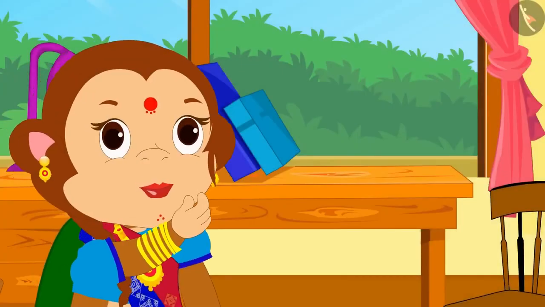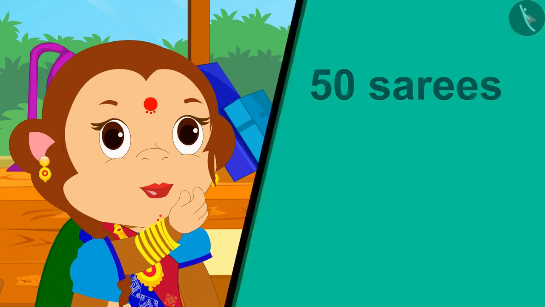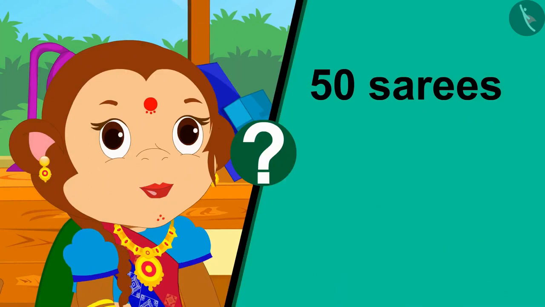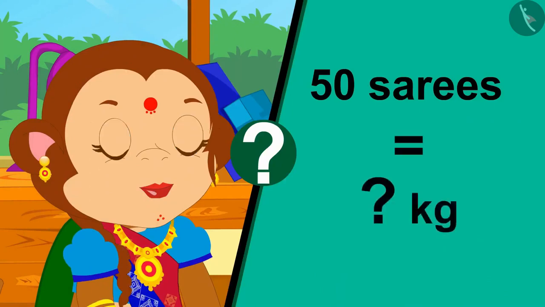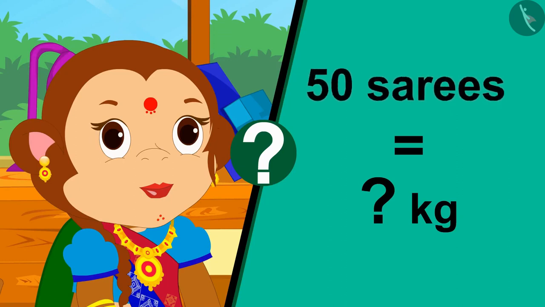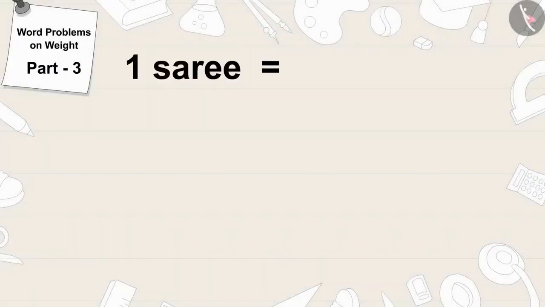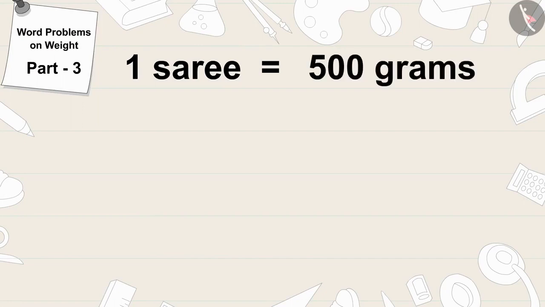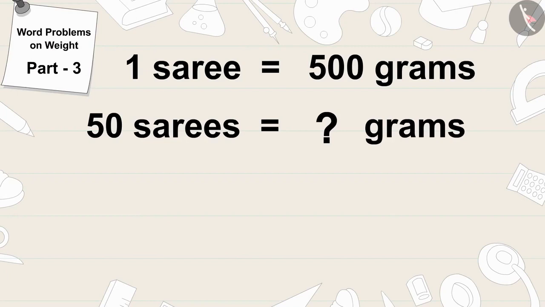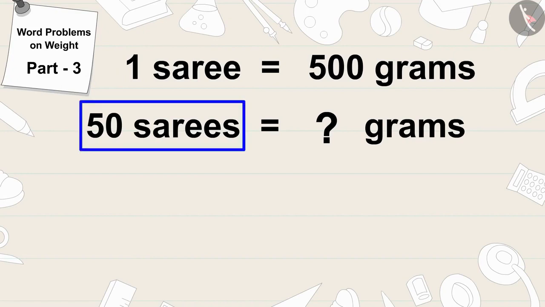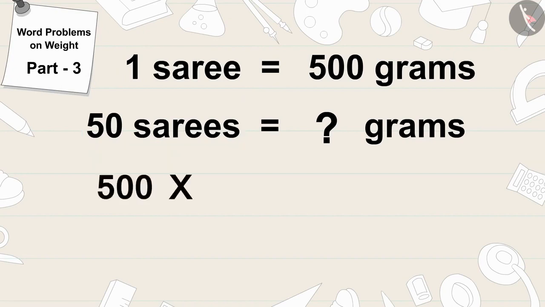Now, Banno is thinking that she will send 50 saris abroad this time. Children, can you tell how many kilograms the total weight of these 50 saris will be? If you want, you can stop the video and think about the answer. A sari weighs 500 grams. To find the weight of 50 saris, we have to multiply the weight of one sari by 50. 500 multiplied by 50.